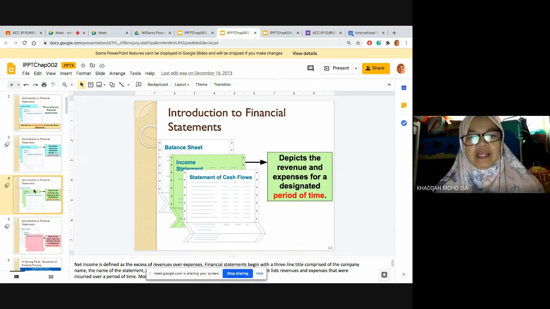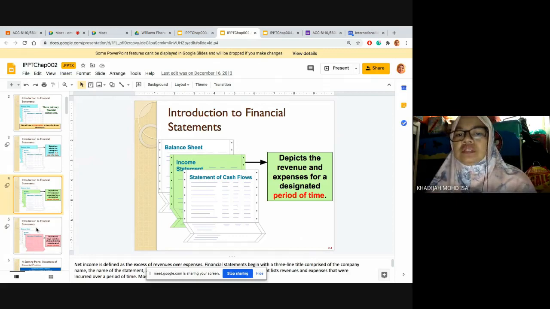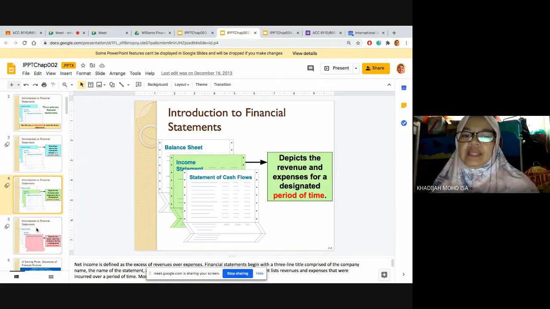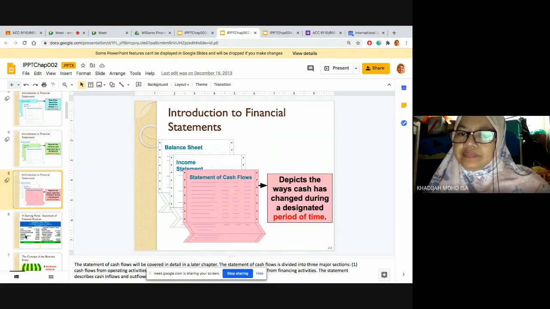Do you get me? Similarly, for the cash flow. If I say the cash flow is for the year, then this is the total cash inflow and total cash outflow, for example from operating, financing, and investing activities. What else do we have? Cash flow is the movement, the changes of your cash.